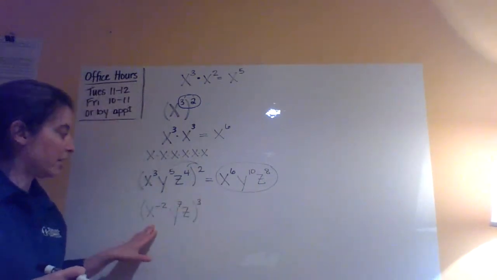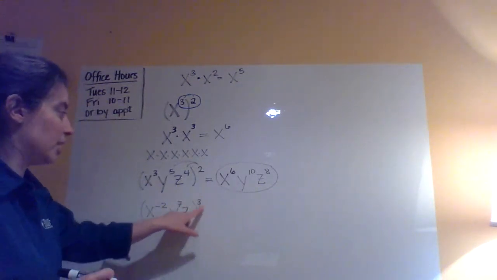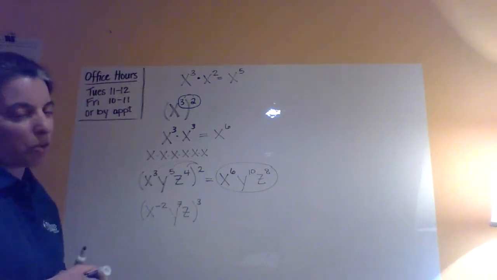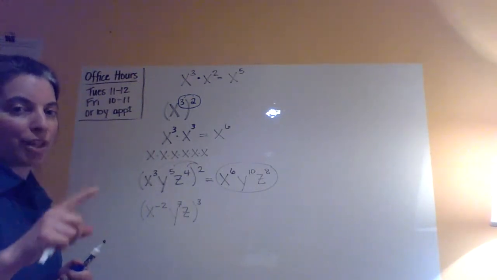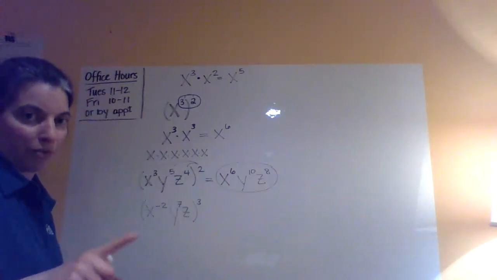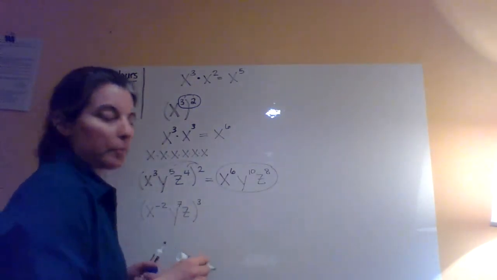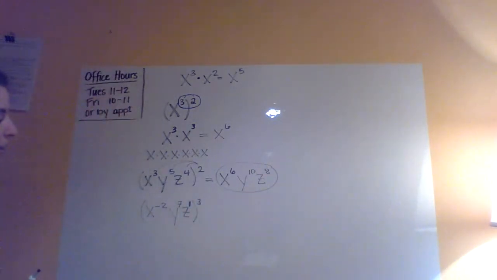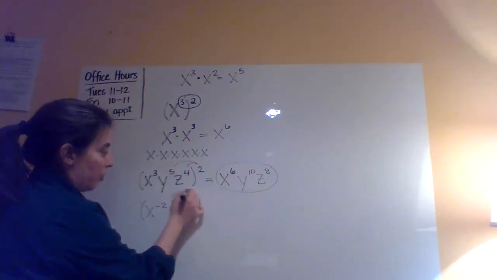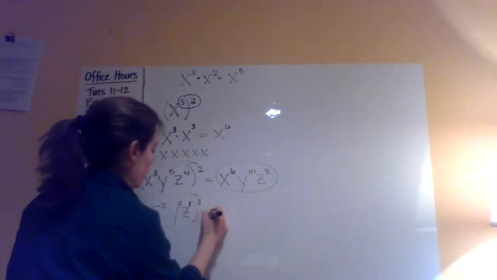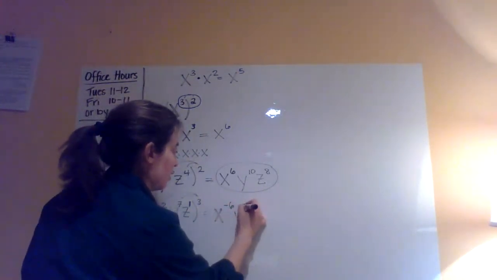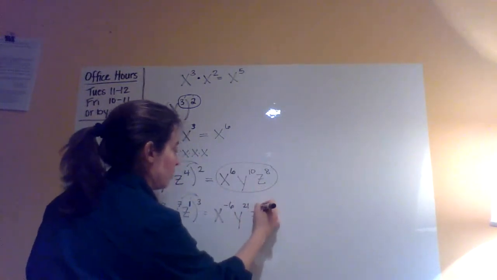Okay, so we have x to the negative second, y to the seventh, z, that whole quantity to the third power. So now go back to what I said a minute ago. Anytime you have a variable or a number without an exponent written, it's implied that it's 1. So we're going to put a 1 right here, because you want to remember that. Okay, so now the outside exponent gets multiplied by all of the inside exponents. So we end up with x to the negative sixth, y to the 21st, z to the third.